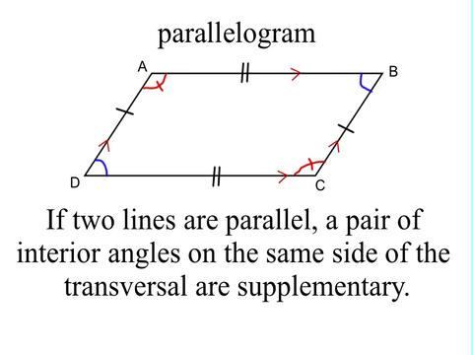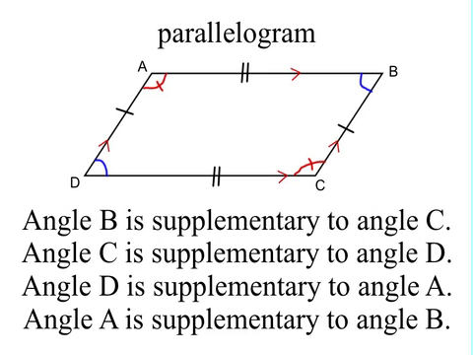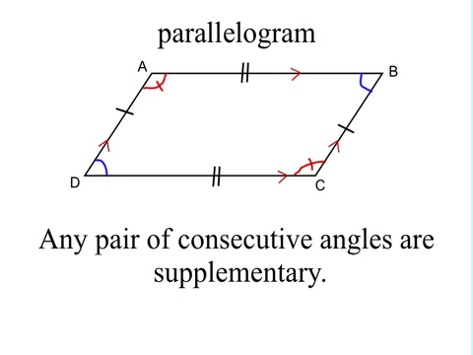And now we go back to our parallelogram, and we remember that if two lines are parallel, a pair of interior angles on the same side of the transversal are supplementary. So that means in this parallelogram, angle B is supplementary to angle C, angle C is supplementary to angle D, angle D is supplementary to angle A, and angle A is supplementary to angle B. And what that proves is that any pair of consecutive angles are supplementary.